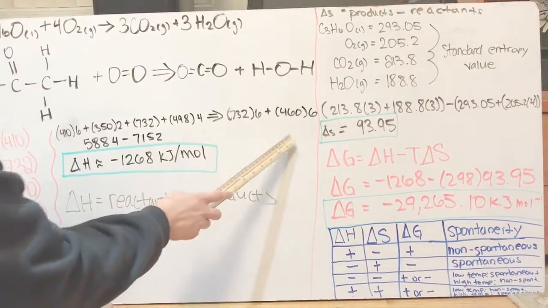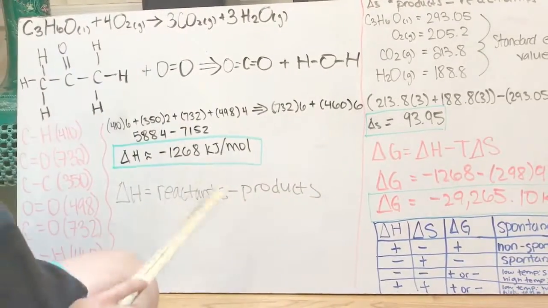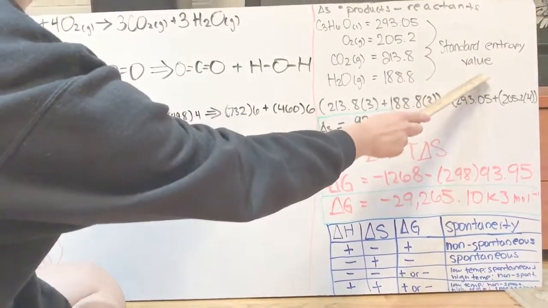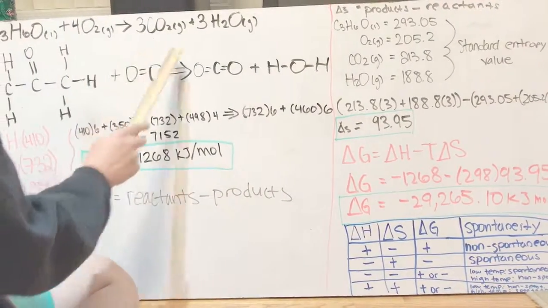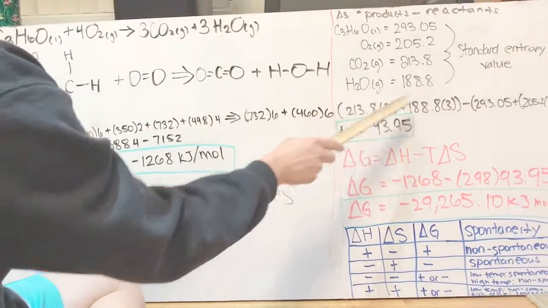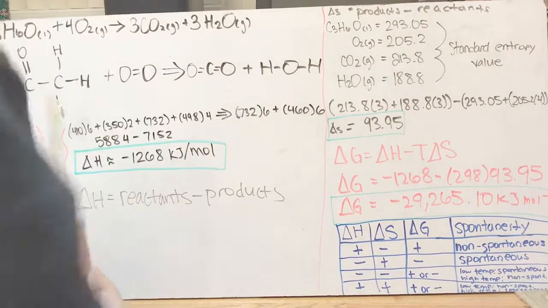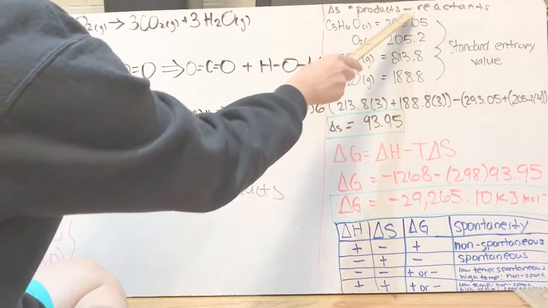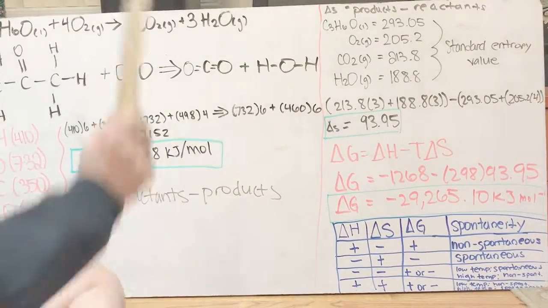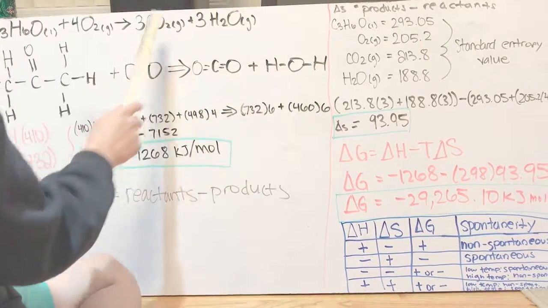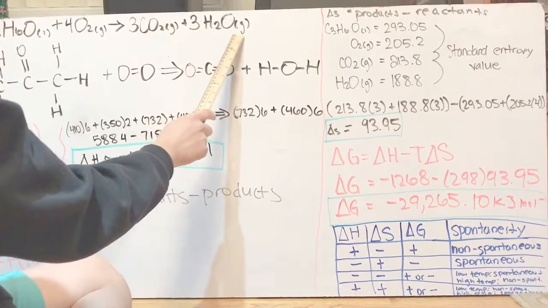Next, we have to find the delta S of the reaction. First, you have to find the standard entropy values of the reactants and the products. And you can find these values online. So you see that the equation is products minus reactants. So we should look at the product side first. We see that there's CO2 and H2O.